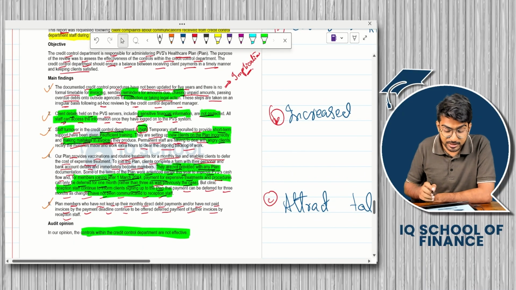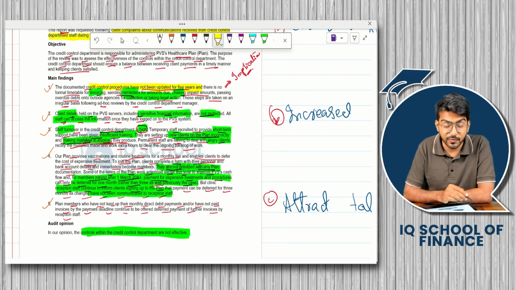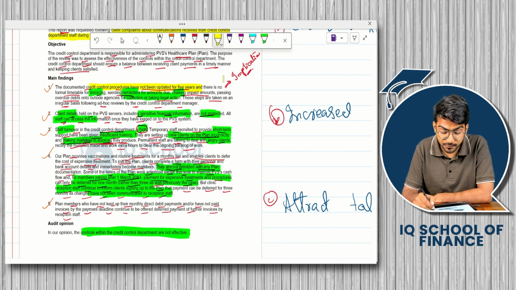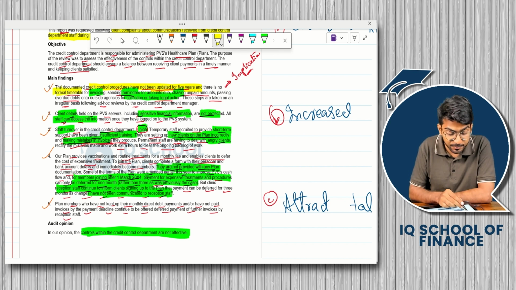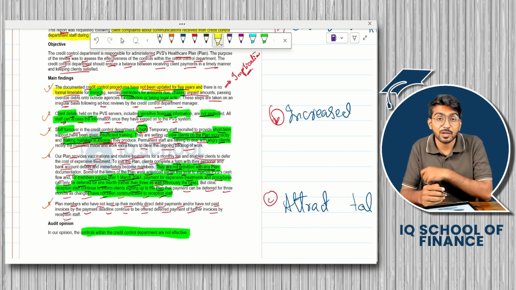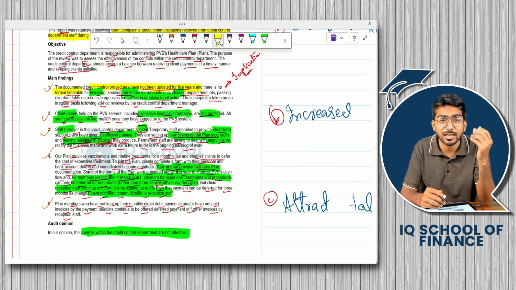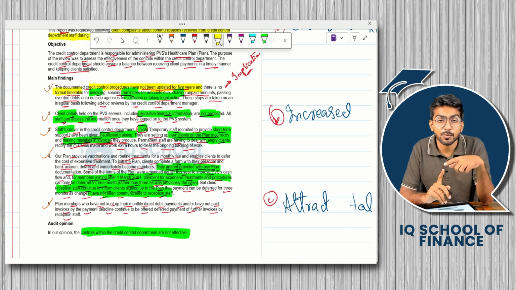The finding number one was saying that the internal control procedures have not been updated for the last 5 years. So this is the issue: they are not updated, and there is no formal timetable for invoicing and reminders, chasing the overdue customers, selling the long outstanding receivables, and taking any legal proceedings to recover these receivables. So what will happen? Number one, the credit control department cannot perform its duties properly because there are no formal policies and procedures.